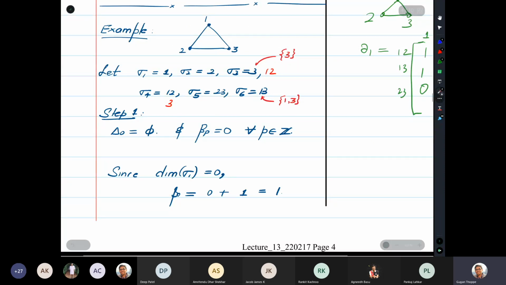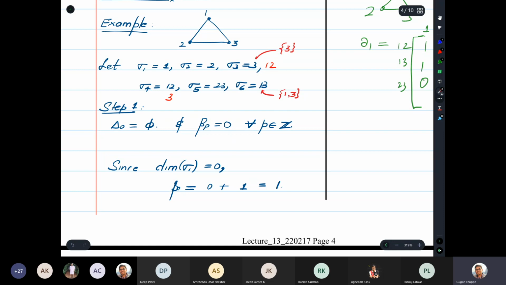So as a first step, I set delta 0 to be the empty set and set all Betti numbers to be 0, since the Betti numbers of the empty simplicial complex are indeed 0. Is this okay? So because of this reason, I set all Betti numbers to be 0. Right. So now I'm going to take this first vertex and add it to this simplicial complex. Okay, so that is what I'm going to do.